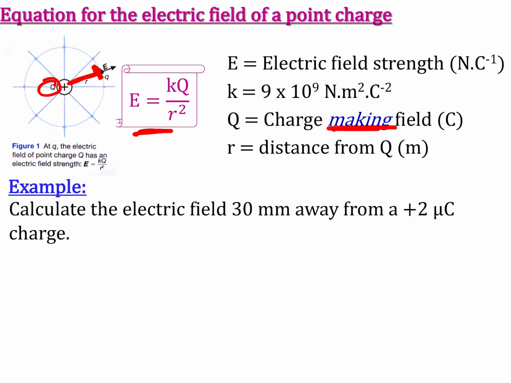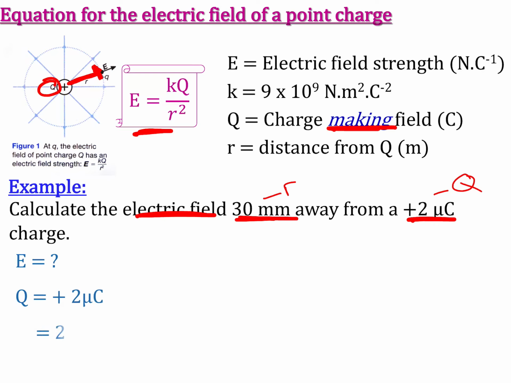So, example. Calculate the electric field 30 millimeters away from a plus 2 microcoulomb charge. So that's R, that's Q. It's always good to make a list, because it makes it easy for us to decide which equation we're using. So E is what we're looking for, electric field. Q is plus 2 microcoulombs, which means it's 2 times 10 to the minus 6 coulombs. And R is 30 millimeters or 0.03 meters.